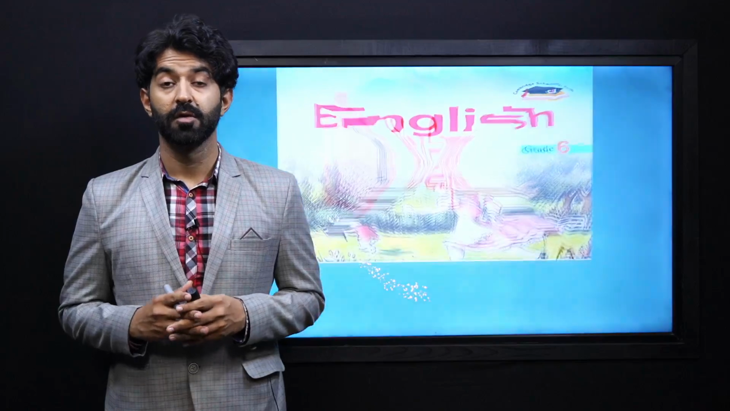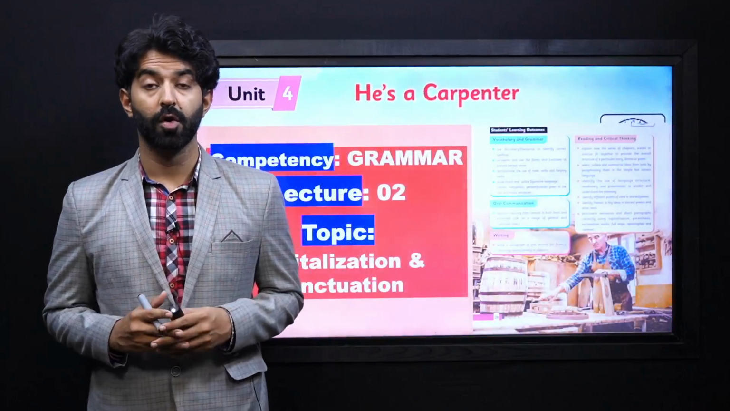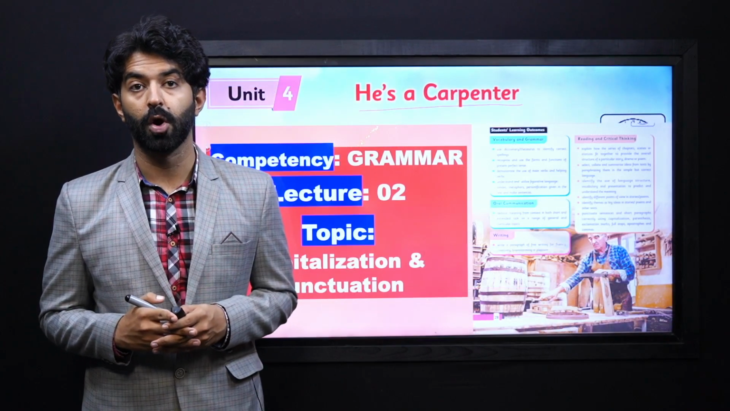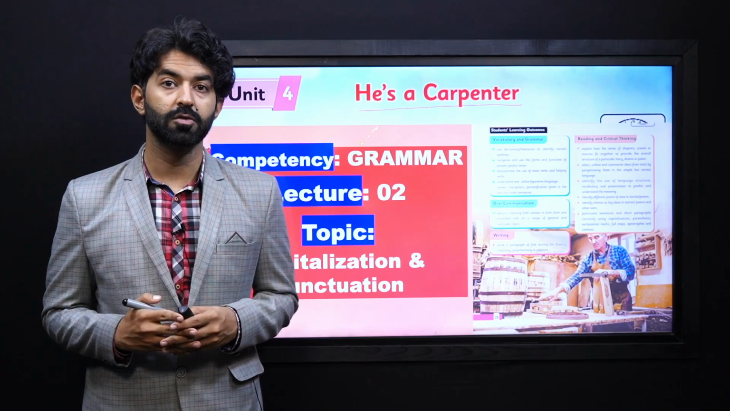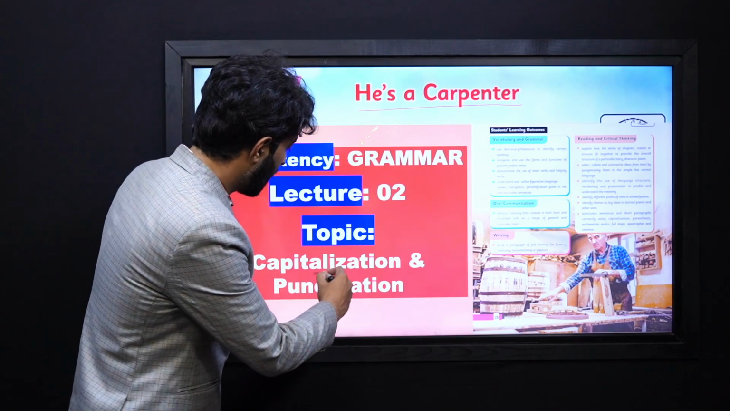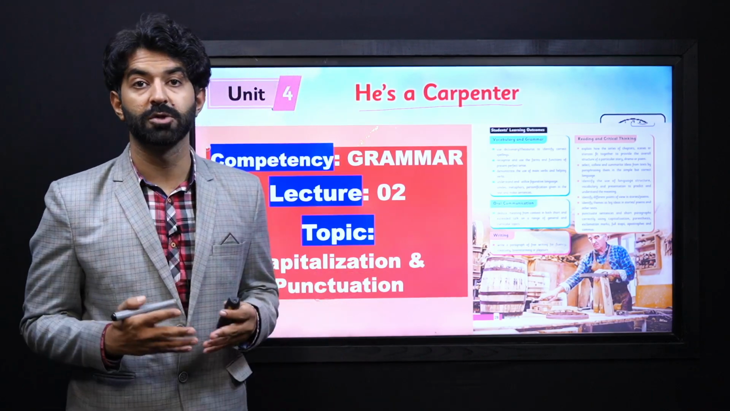My dear learners, we are on our unit number 4 of Grade 6 and the title is He's a Carpenter. Now, this will be our lecture number 2 from the competency of grammar, and we are going to talk about an SLO, and the topic will be about capitalization and punctuation.